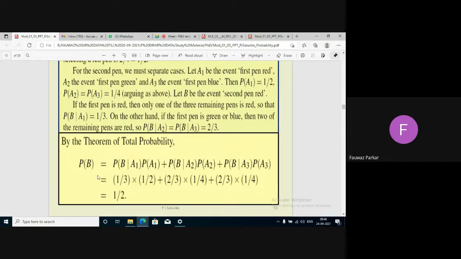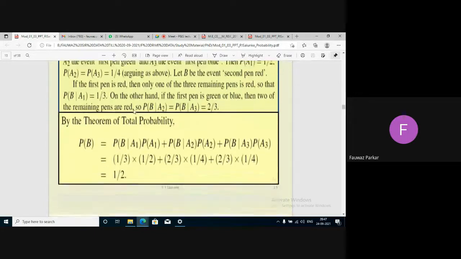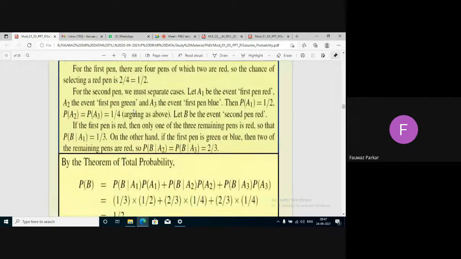the probability of selecting a second pen which is red is the probability of the second pen red depending on the first condition, that is 1/3, given that the first pen is red, into the probability of the first pen being red, so 1/3 into 1/2, because the probability of the first pen red we found here as 1/2. Similarly, second pen being red given that the first pen is either green or blue, so this will be 2/3 into 1/4, 2/3 into 1/4. If you add all these things, ultimately the probability which comes out is 1/2. Fine, so our first answer and second answer are exactly the same.